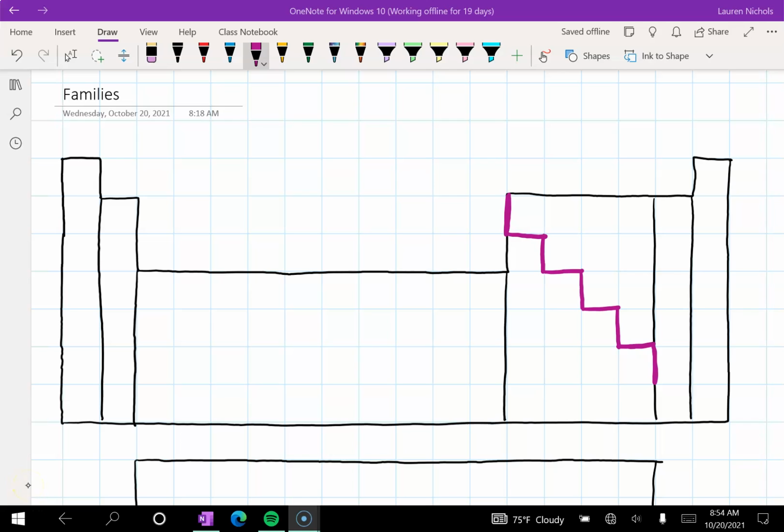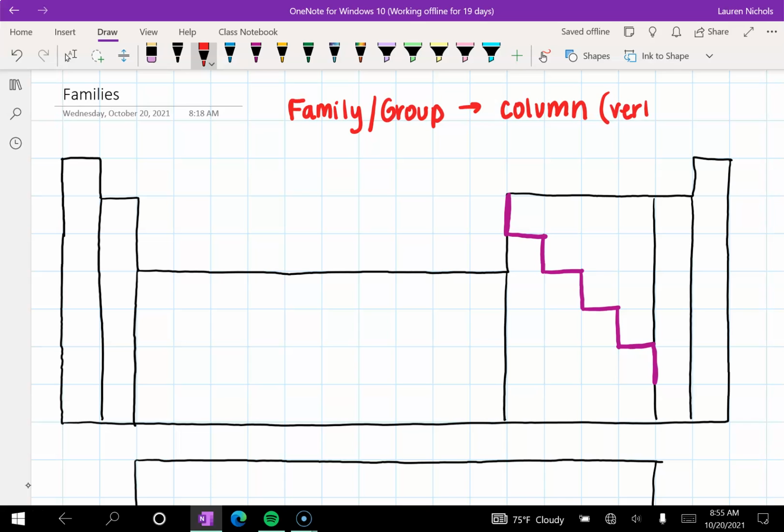All right, hi everyone. So this is the next video in our Unit 3 review, and we are going to be talking about the families of the periodic table. So remember that a family or a group, okay, so some vocabulary. If you have a family or group, we're talking about a column, okay, and columns are vertical. They go up and down on the periodic table.